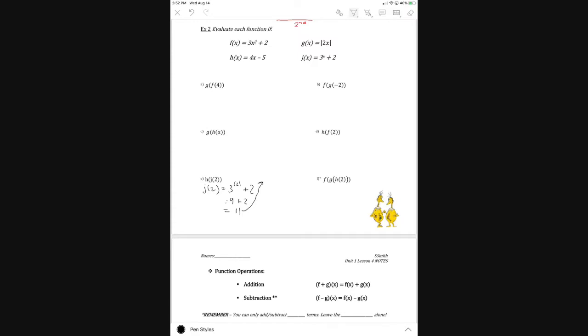So we're going to get h of 11 equals 4x minus 5. So we're going to plug that 11 in. So 4 times 11 minus 5. So that'll give us 44 minus 5. So that's going to be our h of j of 2 equals 39.